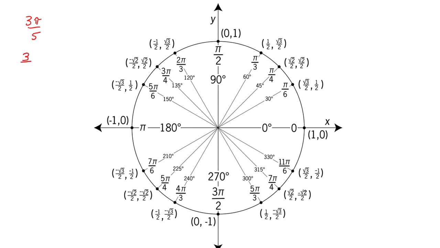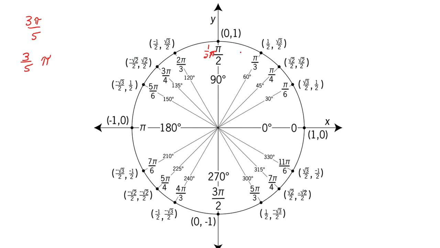Actually, let's think about it with fractions. I know fractions. So this angle right here at 90 is pi over 2, right? So that's like a half pi. All right, so 3/5 is bigger than a half, right?